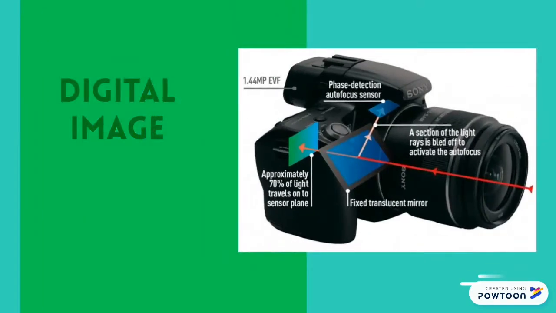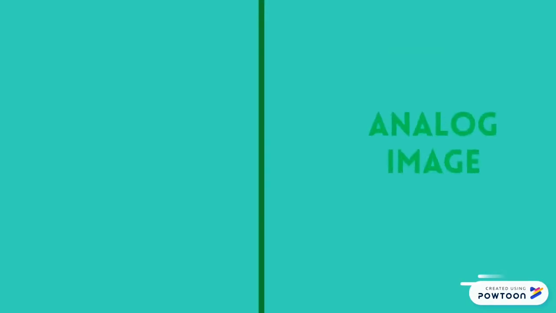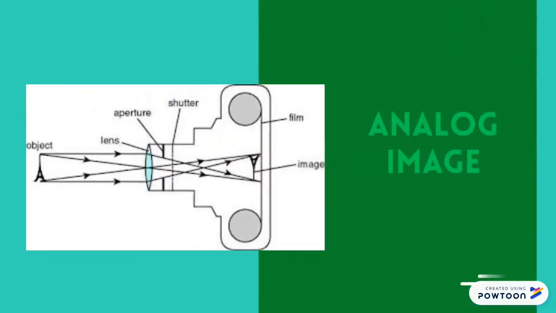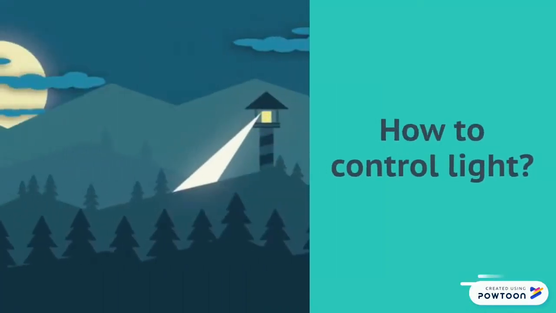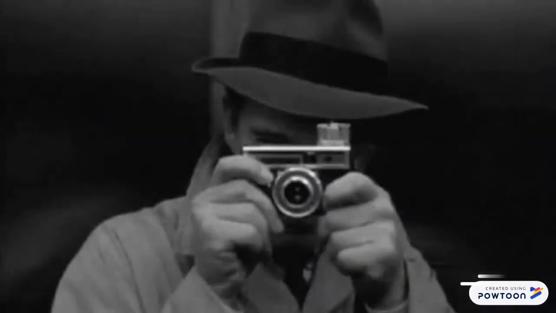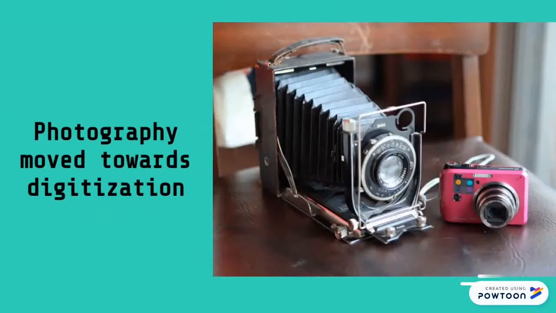In digital images, a computer captures an image focused by a lens. Rather, in analog imaging, the image is taken by imprinting or exposing the photographic film towards the intended scenery. So, basically, how do you control light? You literally have to add more light by flashing or pointing a very bright light towards the subject. This is also one of the reasons photography has moved towards digitization.